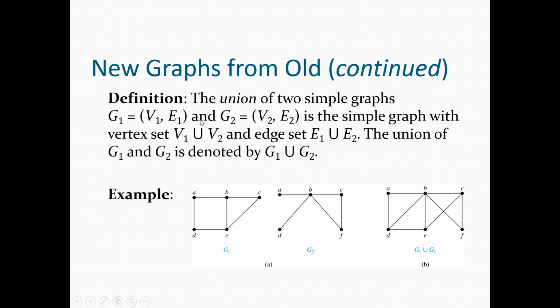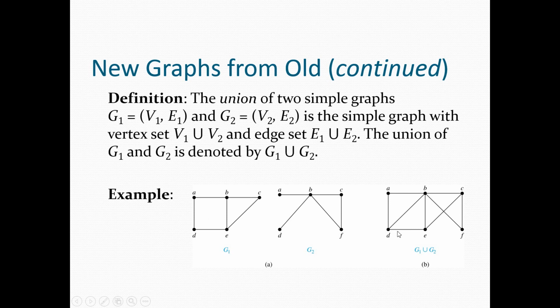Now the union of two simple graphs. G1 is a simple graph and G2 is also simple, with vertex sets V1 and V2 respectively. The union of these two simple graphs is the simple graph with vertex set V1 union V2 and edge set E1 union E2. The union is denoted by G1 union G2. So if we have graphs like this, the union will look like this.